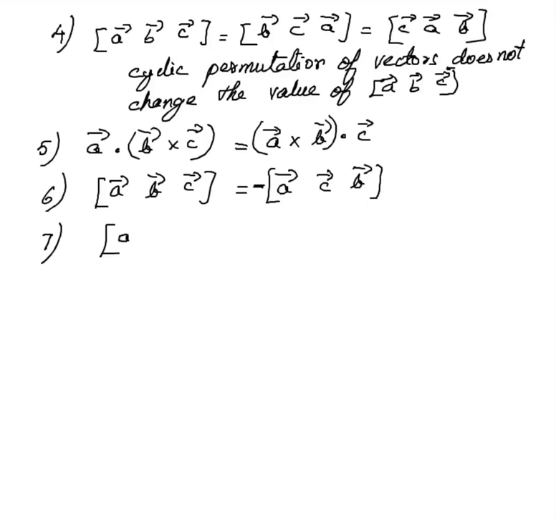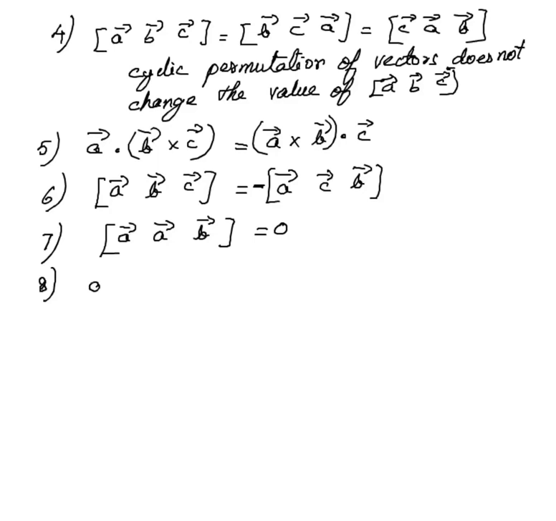Then the next point, in a scalar triple product, if two vectors are identical, the answer will be 0. If we write the scalar triple product as a determinant, two rows will be identical. That's why it is 0. Or we may say there won't be any volume formed. Volume of the parallelepiped is 0.